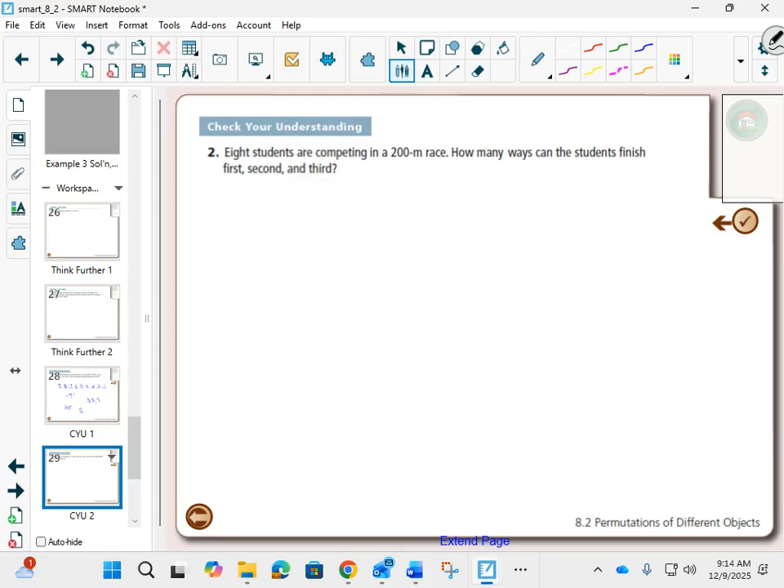Okay, 8 students are competing in a 200-meter race. How many ways can the students finish first, second, and third? So I would do this as decisions. There are 3 main decisions that have to happen. Now, you don't actually decide who finishes first. You watch the race. But how many people could come first, second, and third? How many choices do you have? 8. Right?